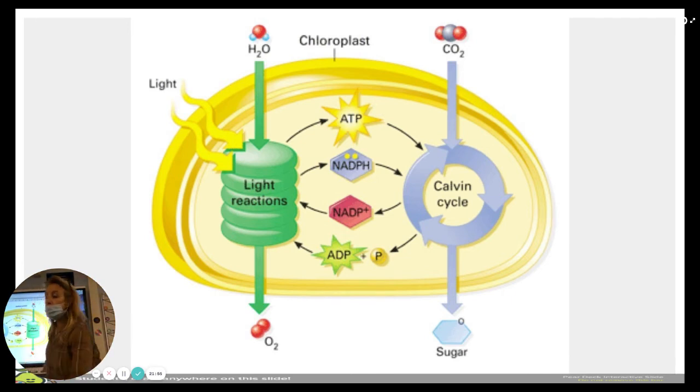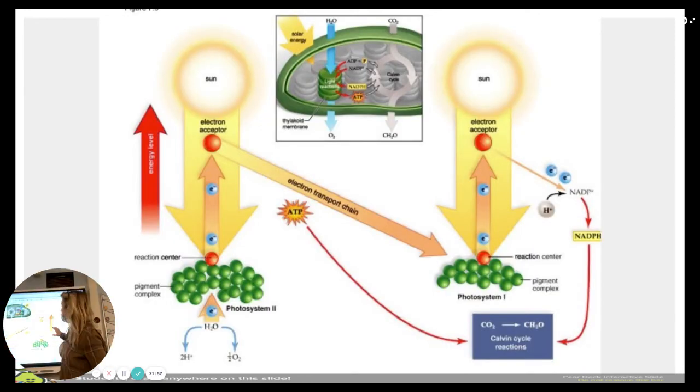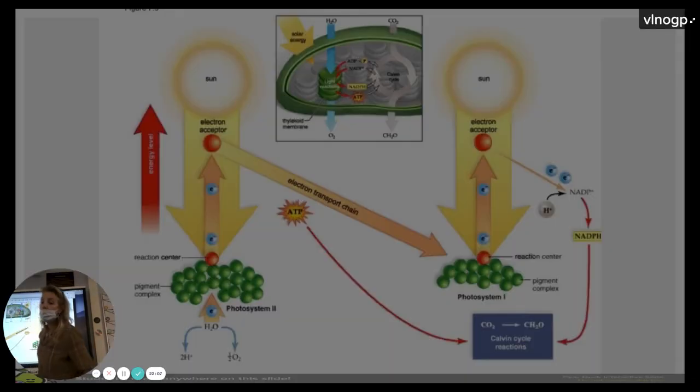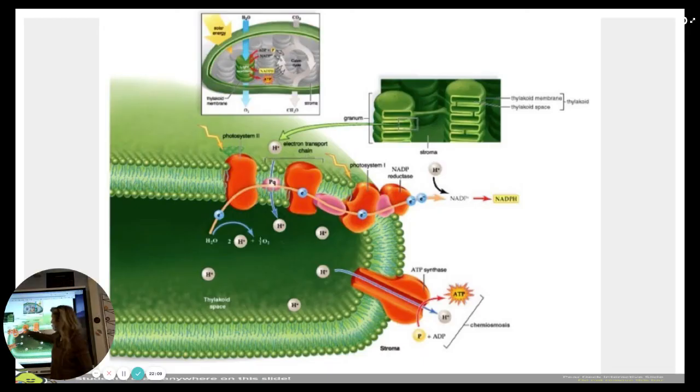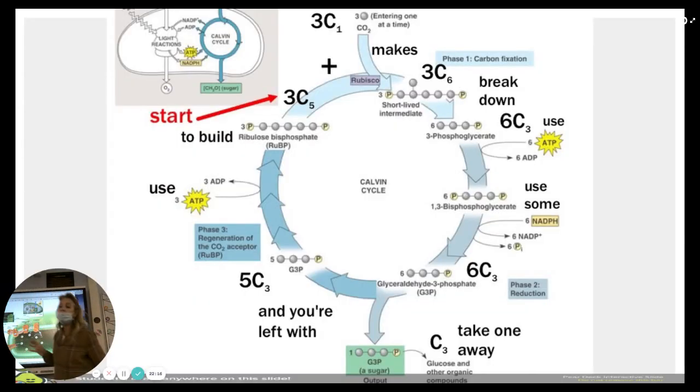Okay. Here is just a close up of just the light reaction. Okay. Here's photosystem two, make some ATP. Photosystem one, get excited, reduce some NADP. Okay. And here's another one showing it to you on the thylakoid membrane. Okay. So when you have this NADP and this ATP, you can take it out and do your Calvin cycle.